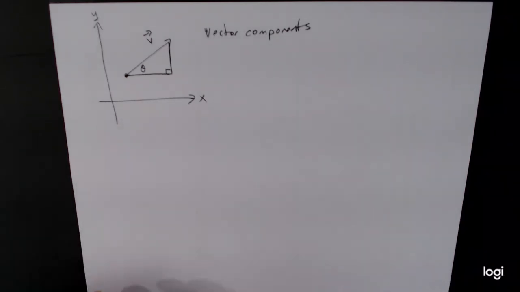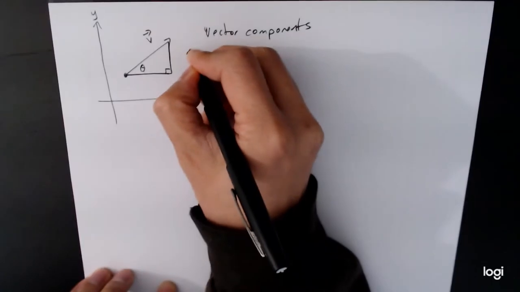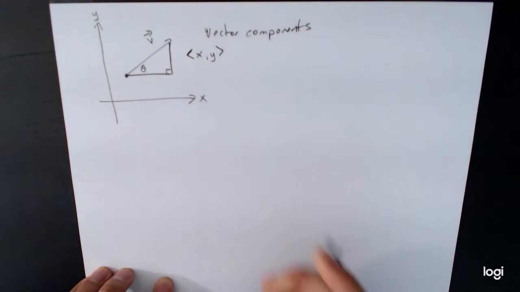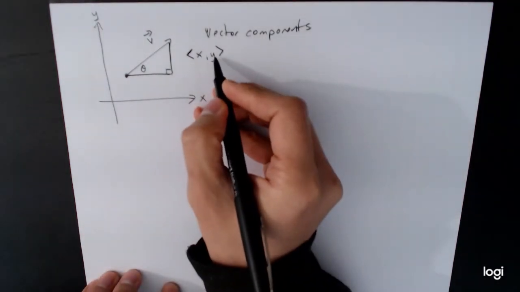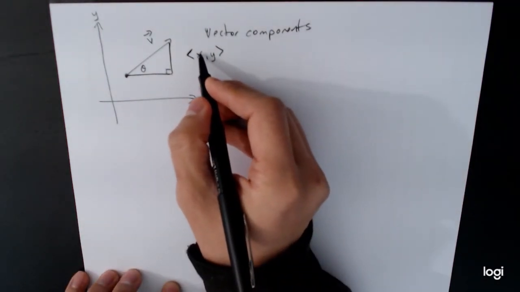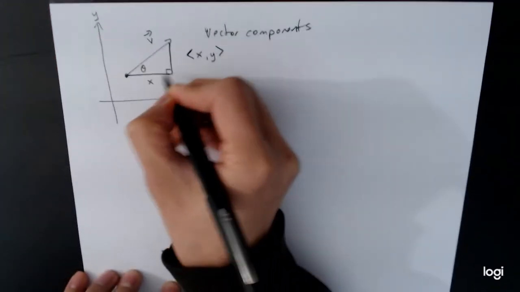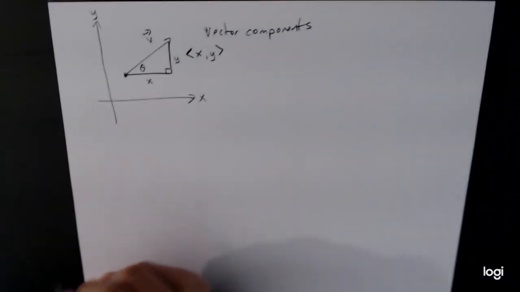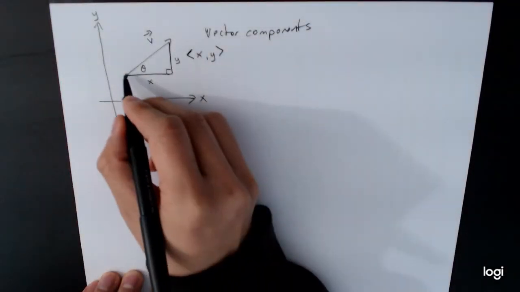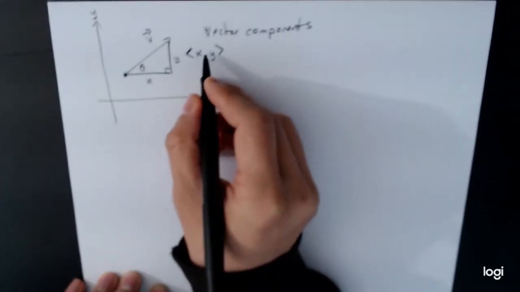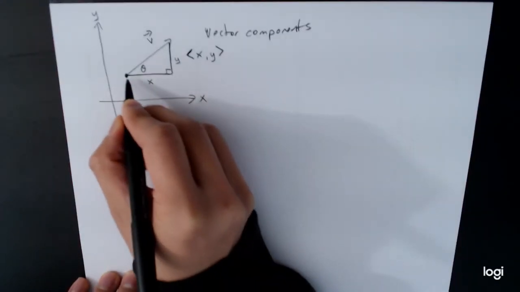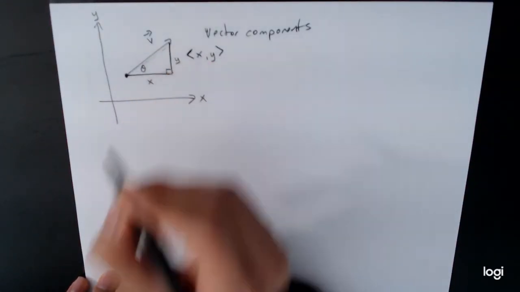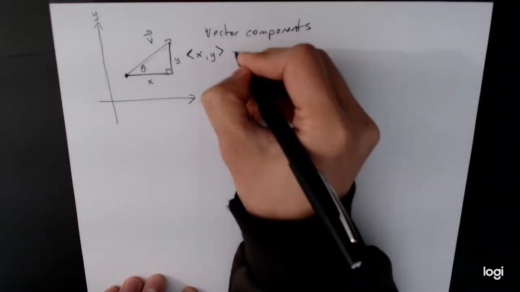But now the question is, how do we notate this? To notate a vector, we use pointy brackets, and then an x value, and then a y value. The important thing about these x and y values is that they do not refer to a specific point. They refer to the amount of movement from the initial position to the terminal position. So this vector right here does not have anything to do with the point x, y. This vector here says if you pick a point, move this much in the x direction and that much in the y direction, the corresponding vector you get is that vector.